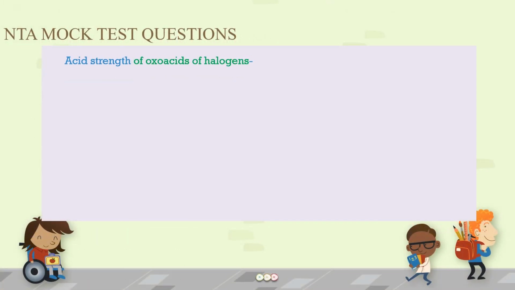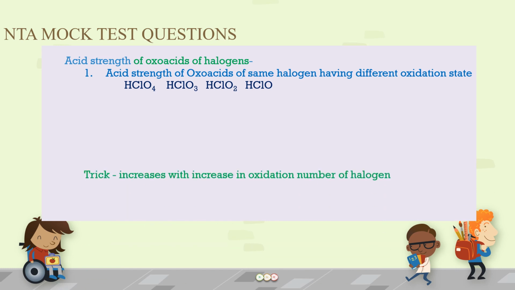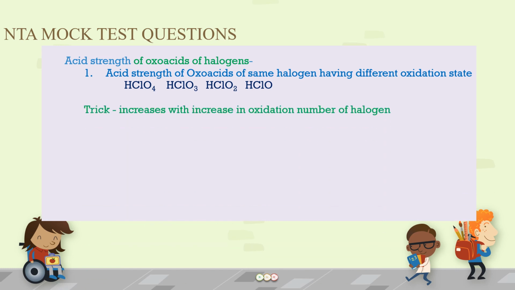So we will find out the acid strength of the oxoacids of halogens. First of all, we have the acid strength of the oxoacids of the same halogen having different oxidation states. So we have HClO4, HClO3, HClO2 and HClO. So here the trick to predict the acidic strength is that it is going to increase with the increase in the oxidation number of the halogen.